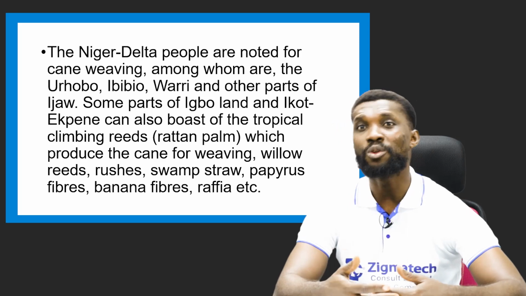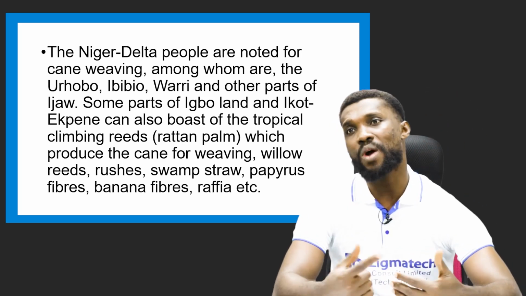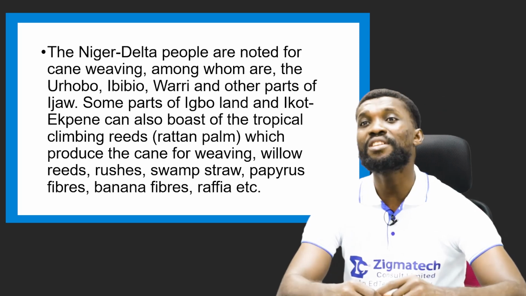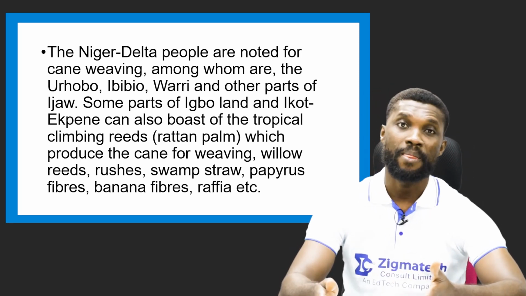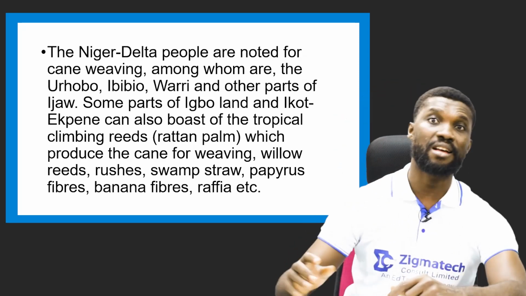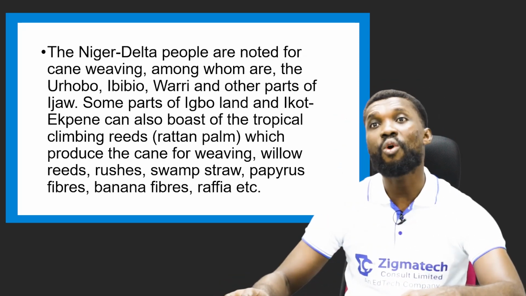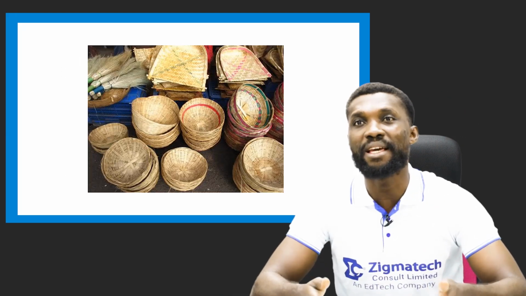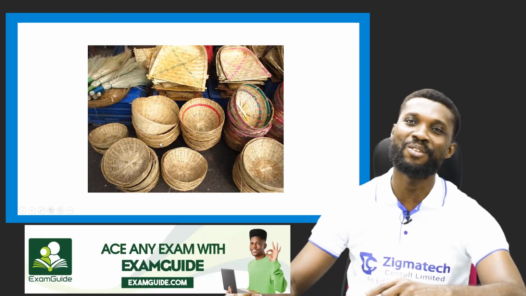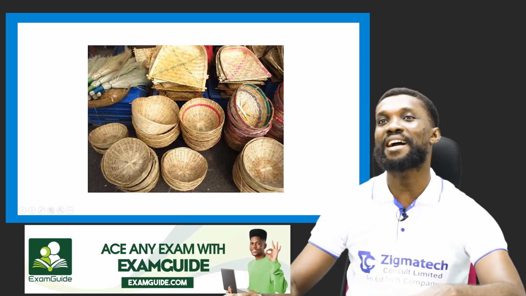Now, the willow reed, the rush, the swamp, the straw, the papyrus, the fiber, even the banana fiber, they also use them to weave, including the raffia, to mention but a few. All these are what you can use in making household utensils. Now, looking at the screen, you see this beautiful painted basket and packer.